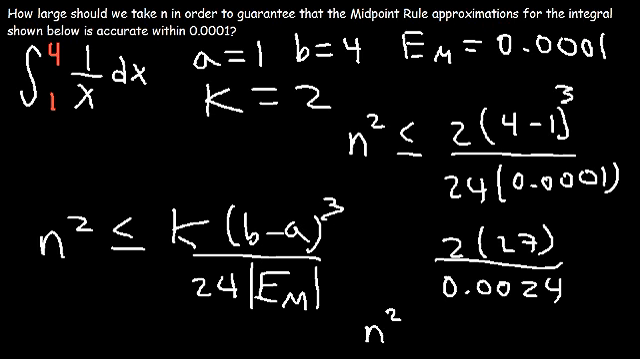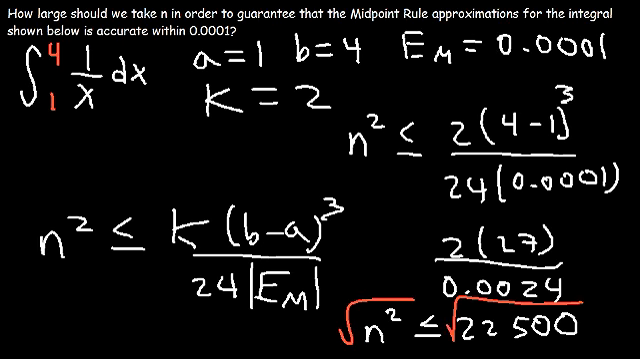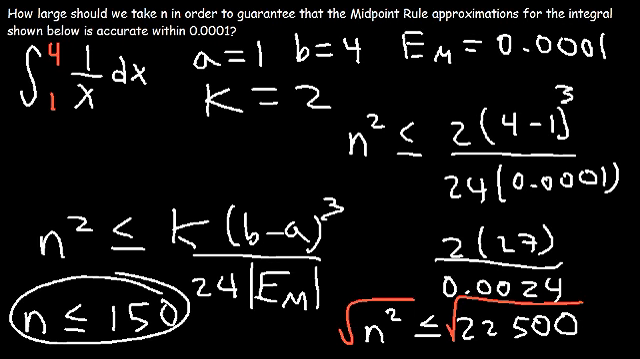This tells us that n squared is less than or equal to 22,500. So to calculate n, we need to take the square root of both sides. So n is equal to 150. So therefore, we want to choose an n value of 150 in order to get an answer that is accurate to 0.0001.